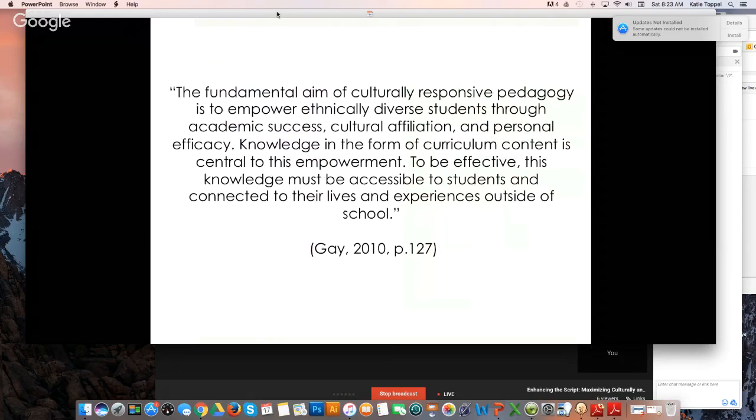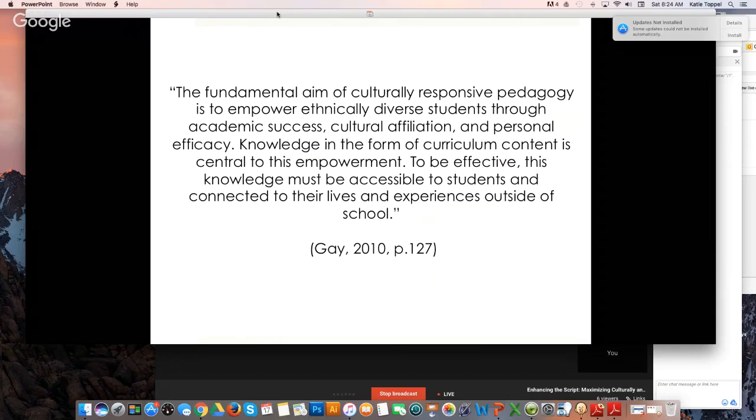The fundamental aim of culturally responsive pedagogy is to empower ethnically diverse students through academic success, cultural affiliation, and personal efficacy. Knowledge in the form of curriculum content is central to this empowerment. To be effective, the knowledge must be accessible to students and connected to their lives and experiences outside of school.